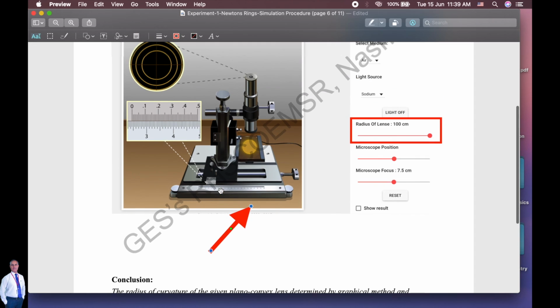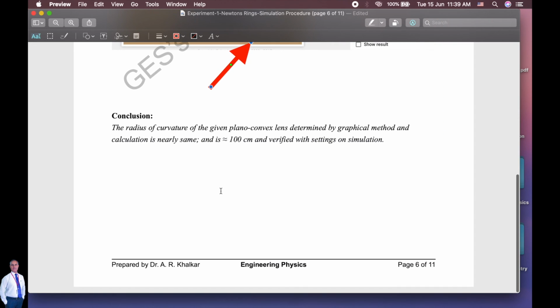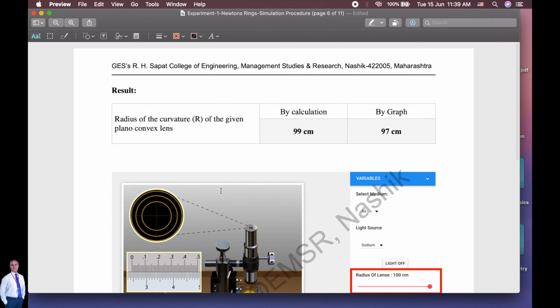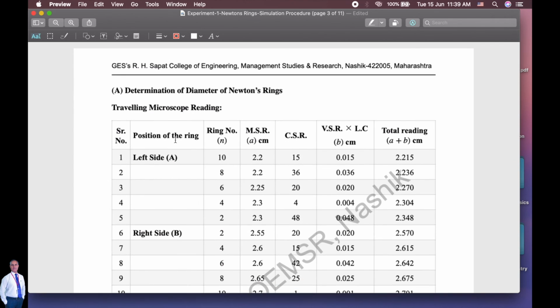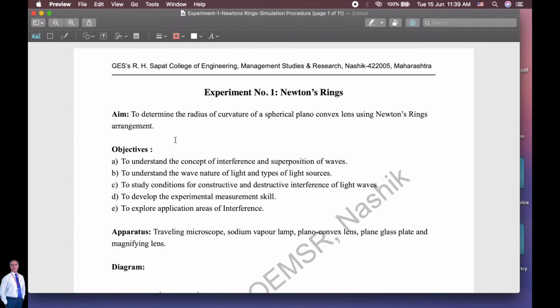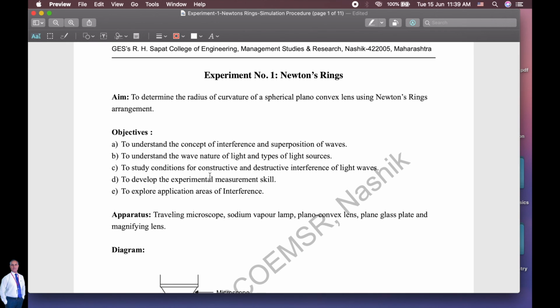So this is the total experiment. In this fashion we can perform our experiment with the help of virtual lab. As far as this pandemic situation is concerned, colleges are closed and it is not possible to perform this experiment in the laboratory, as a real experiment. So you can perform this experiment virtually, with the help of the simulation available on virtual lab. One can understand how we can obtain Newton's rings and how we can determine the radius of curvature of a spherical plano convex lens using the Newton's rings experiment. This is just a demonstration.